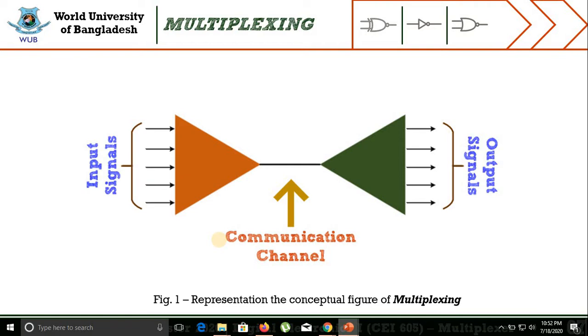From this slide, we may see the conceptual figure of multiplexing. As we have already learned from the previous slide, multiplexing is done by a device called a multiplexer. In this figure, on the left side we find some input signals, and on the right side we get some output signals. In the middle there is a channel called the communication channel. This is the representation of the concept of the multiplexing technique. So let's move to the next slide.